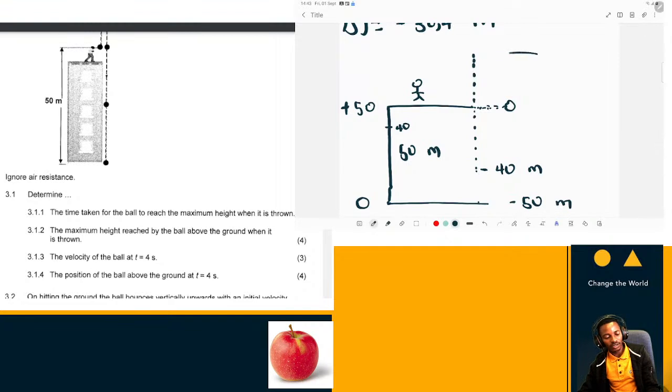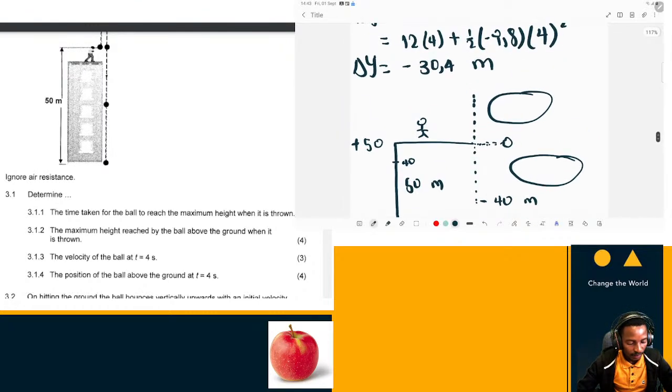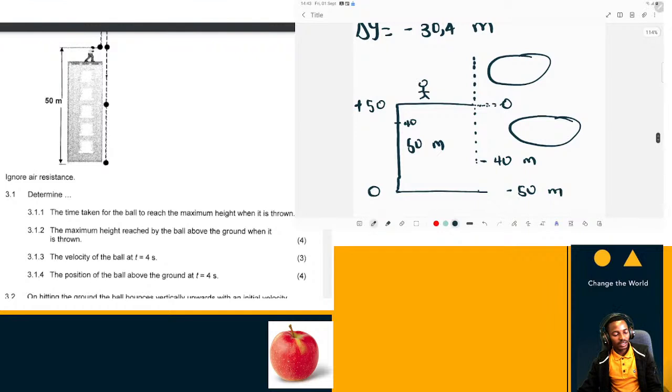So this region over here is above the thrower, and this region over here is below the thrower. So this 30.4 meters implies that this displacement will be the displacement of the ball below the thrower. So the ball will be somewhere 30.4 meters below the thrower, which is negative.